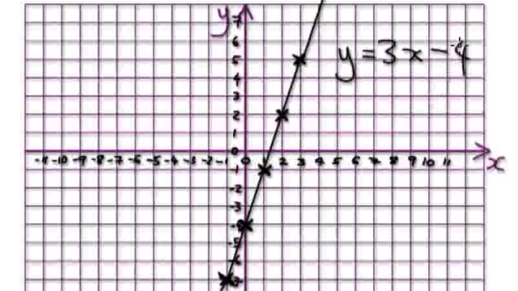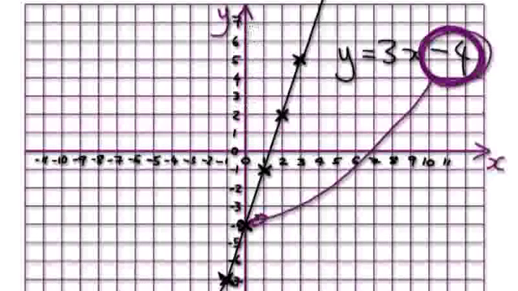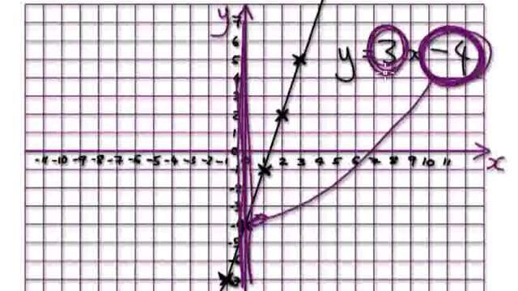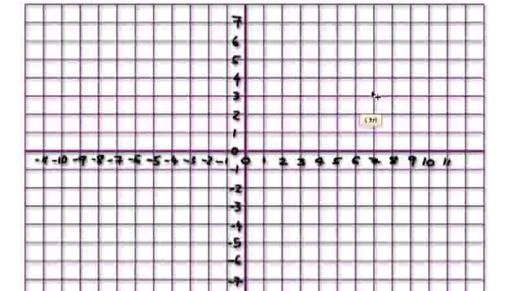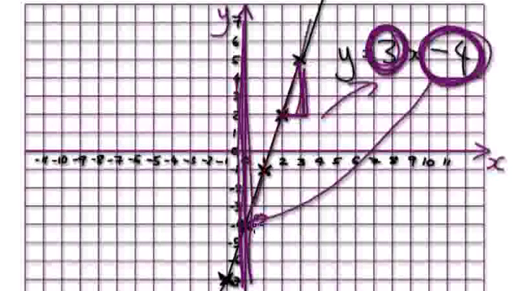Don't worry about this bit, but I just want to point something out here. This minus 4 is actually where it crosses the y-axis. This number here is what's called a gradient. It tells you how steep something is. But don't worry about it too much. As long as you've got your straight line, you can label it as y equals 3x minus 4.